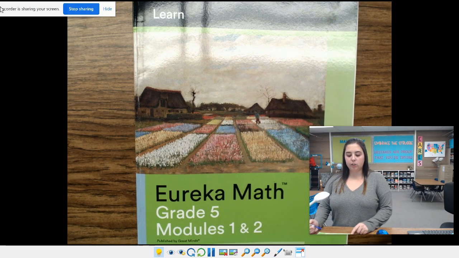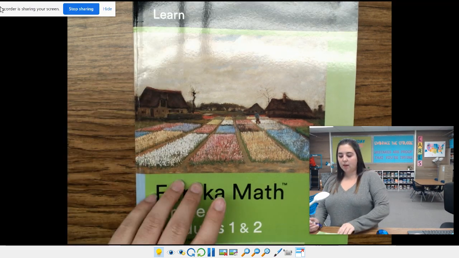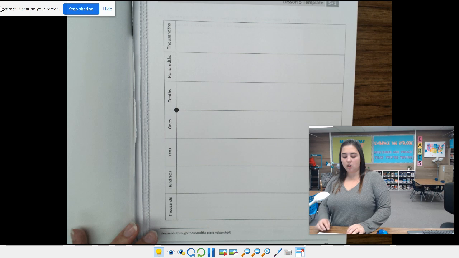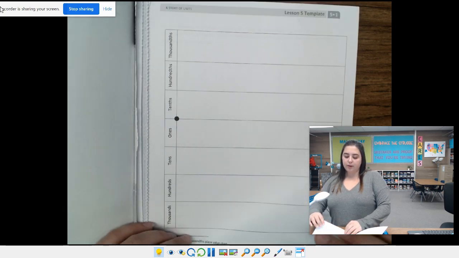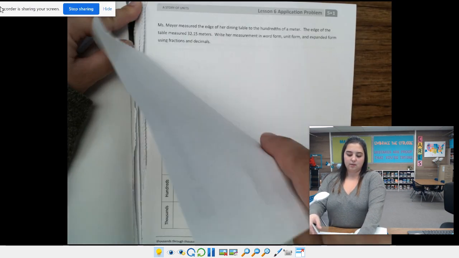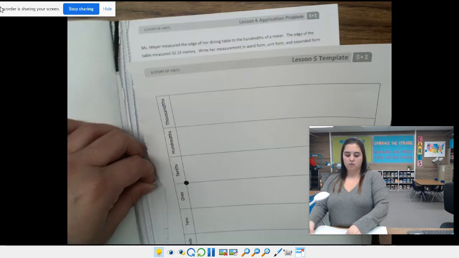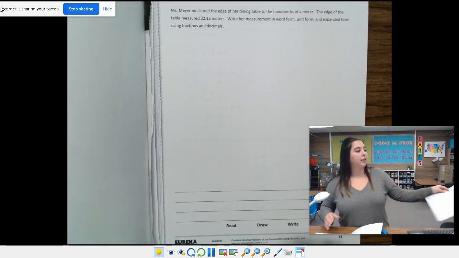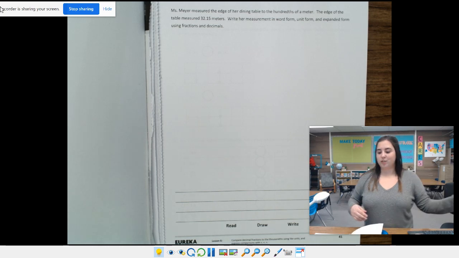So you need your blue spine learn book. And when I open up, I have this lesson 5 template on top. I'm going to rip this one out. Oops, that was a bad rip. Make sure to hold down the corners. Oops. Okay. And let's save this in case we need it later. I'm going to put it in my math folder.